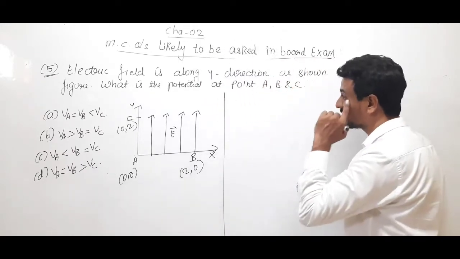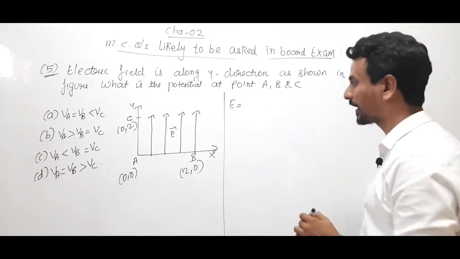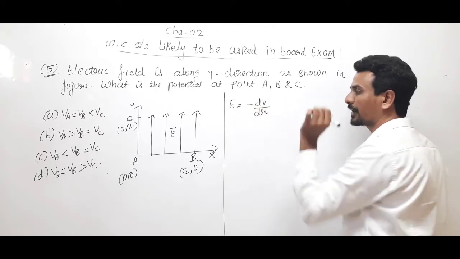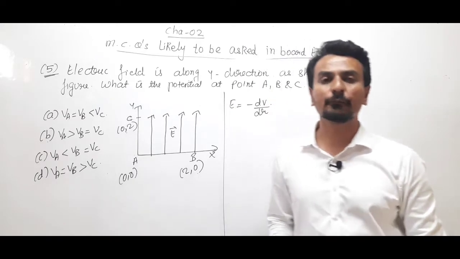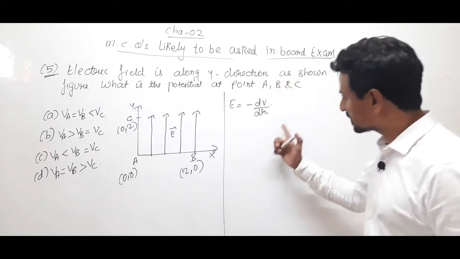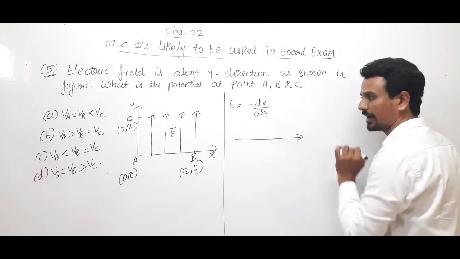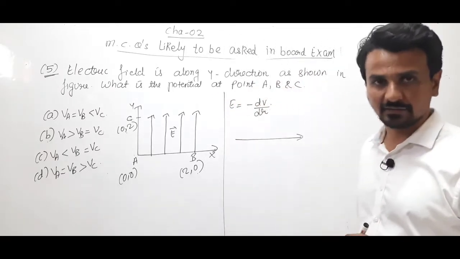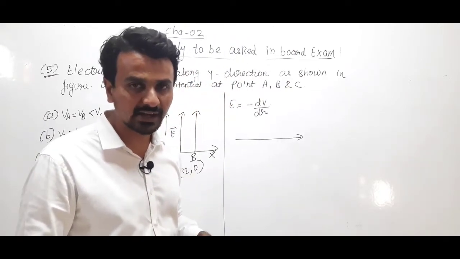Okay, see, one more result we are having is the relation between electric field and electric potential, that is, electric field is minus of rate of change of potential, or minus dV by dr, that is rate of change of potential with respect to distance, that is equal to electric field. This relation means that if you are moving in the direction of electric field, potential decreases, right? Potential decreases while moving in the direction of electric field.